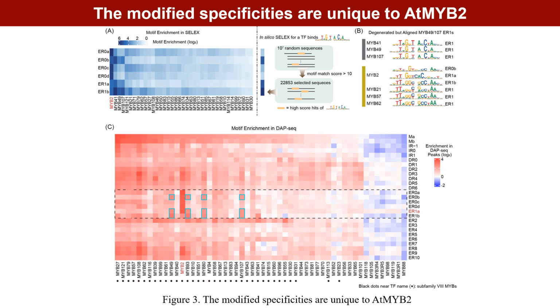Because AtMYB2 drastically changes its specificity, we next focused on R0, R1S, especially R1A, of AtMYB2 to explore. We examined the enrichments of R0, R1S in SELEX and DAP libraries. While most AtMYBs did not enrich R0, R1S, few AtMYBs did, and in SELEX library for AtMYB49, we confirmed that this is a false positive. Thus, R0S and R1S are unique to AtMYB2.